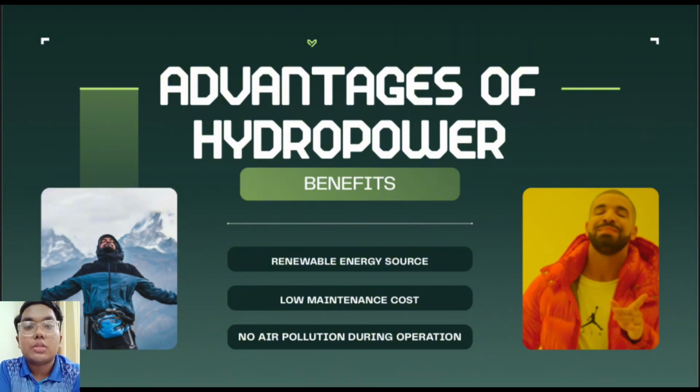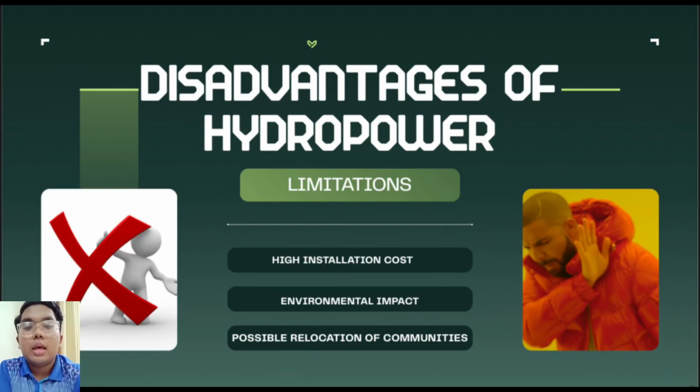Advantage of the hydropower benefit. The renewable energy source, low maintenance cost, no air pollution during the operation. Hydropower has several advantages. It is a renewable energy source because it uses water. After installation, the maintenance cost is relatively low. Hydropower also produces the electricity without the air pollution.